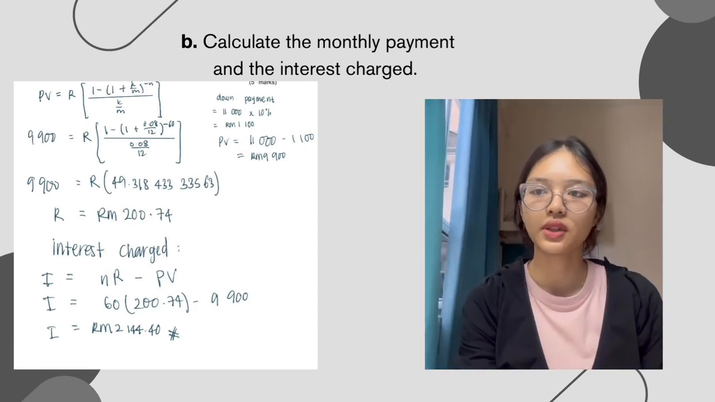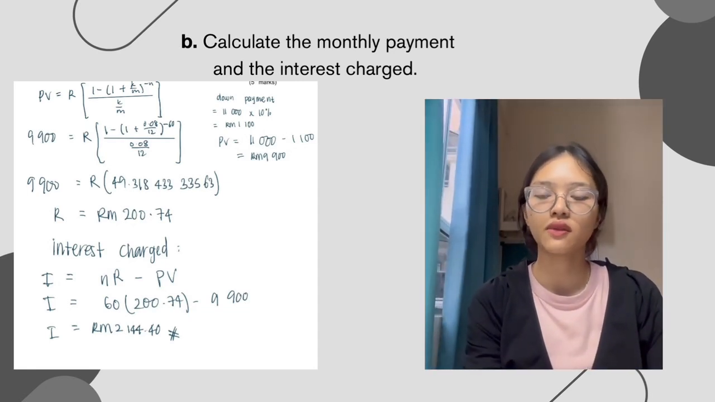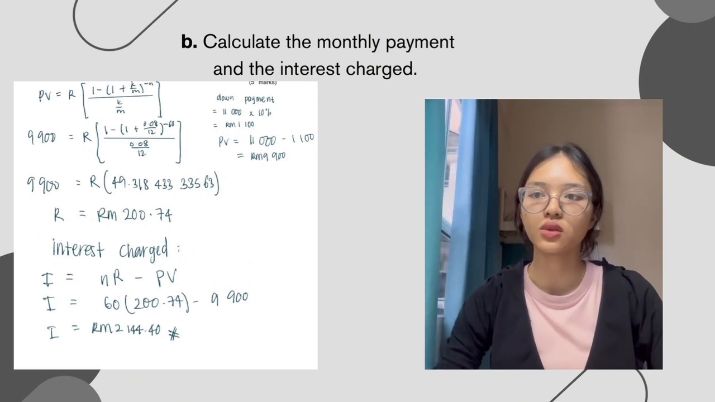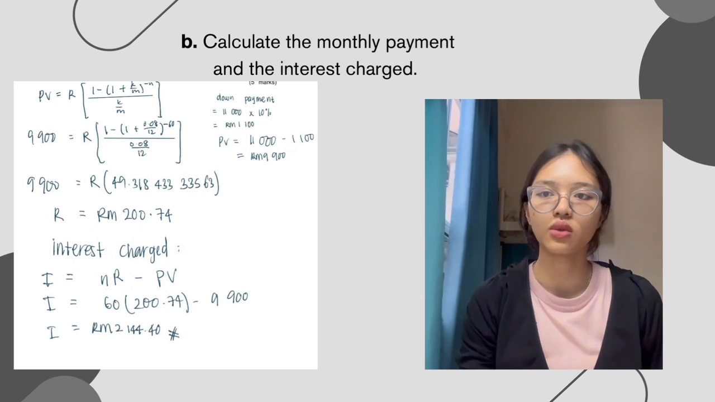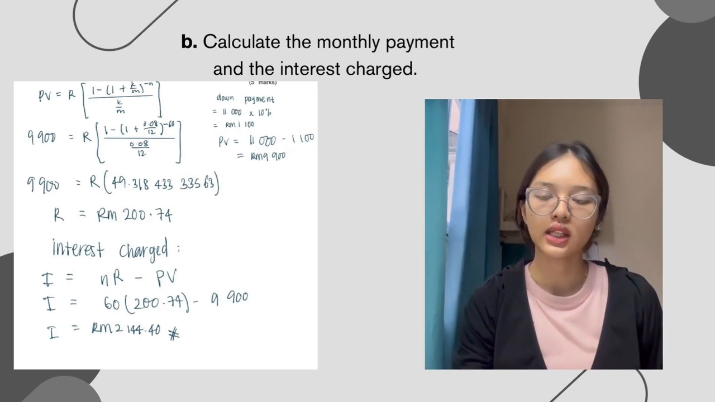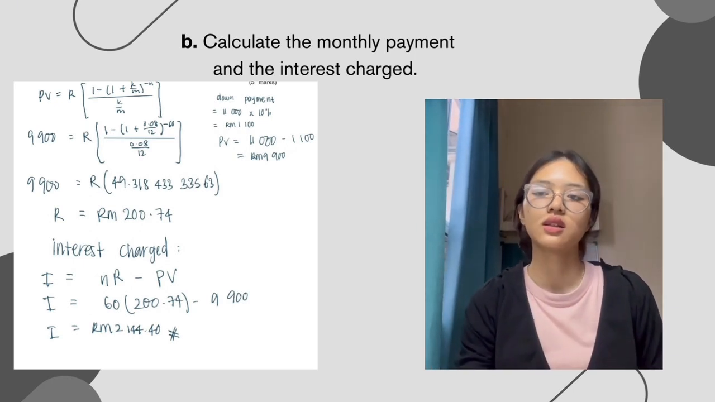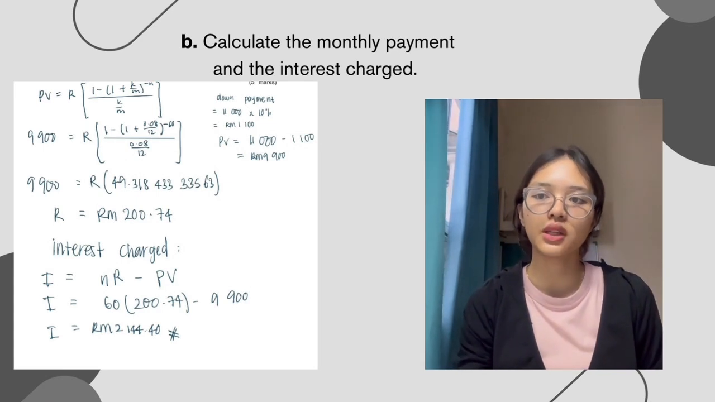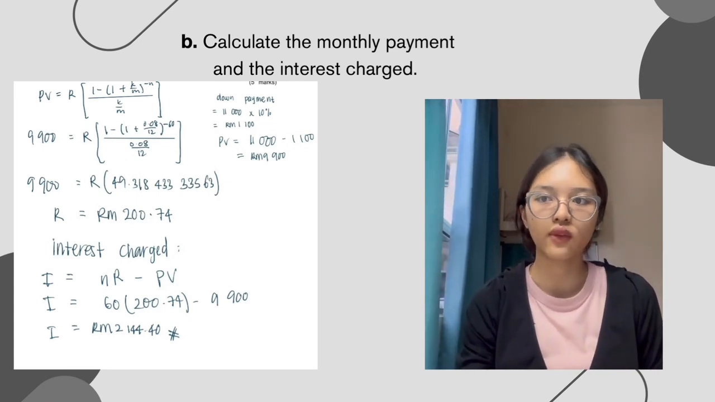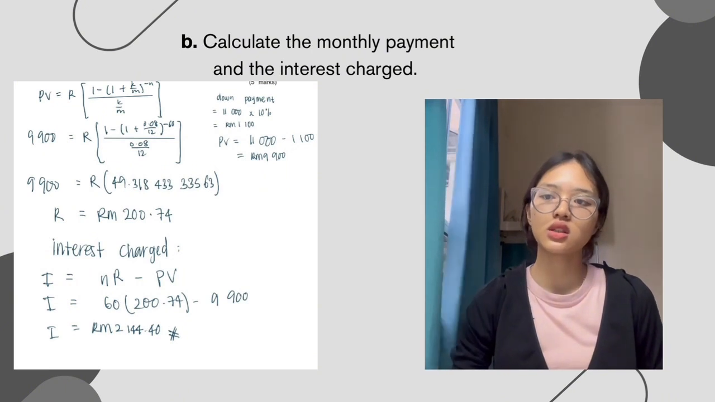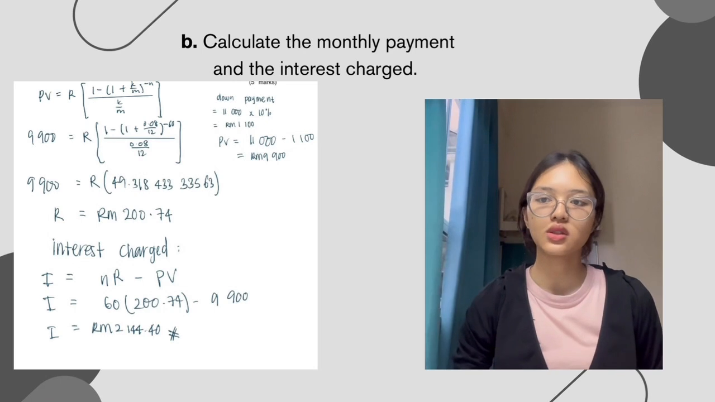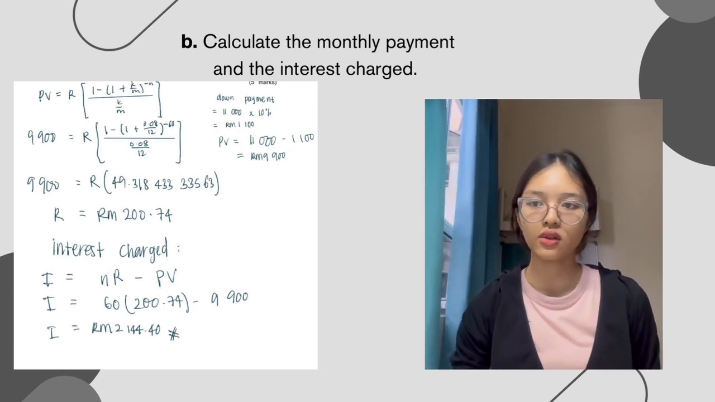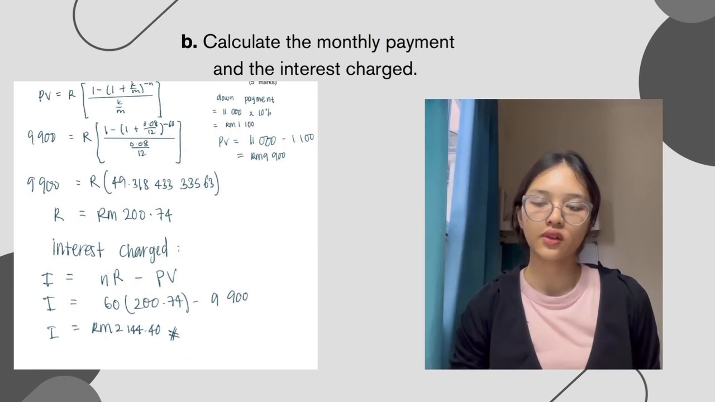We need to find the periodic payments, so we need to replace the present value with 9900 equal to R times 1 minus in bracket 1 plus 0.08 over 12 power of negative 60 divided by 0.08 over 12. And the answer will be 200 ringgit 74 cent for periodic payments. We need to find the interest charge. The formula that we use here is I equal to NR minus PV. I equal to 60 times 200.74 minus 9900, and the answer will be 2,144 ringgit 40 cent.